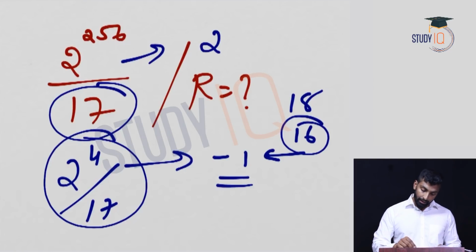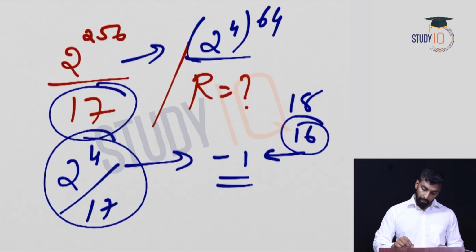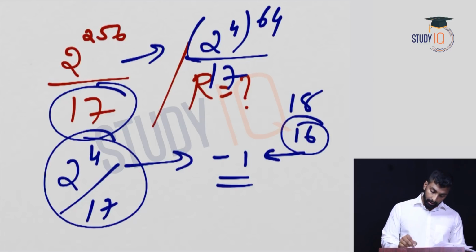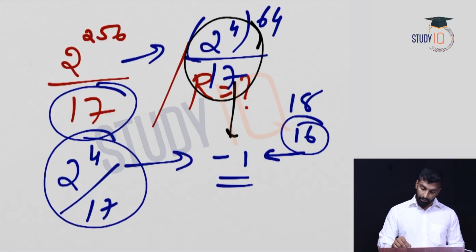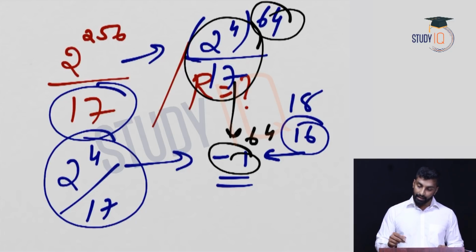Then how will you write this? (2 raised to 4) raised to 64 divided by 17, right? And I know that 2 raised to 4 divided by 17 will give me minus 1 as a remainder. How many times? 64 times, right? So minus 1 raised to an even number will give me a remainder 1.